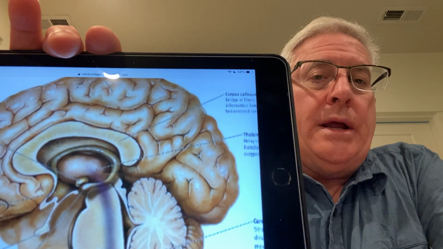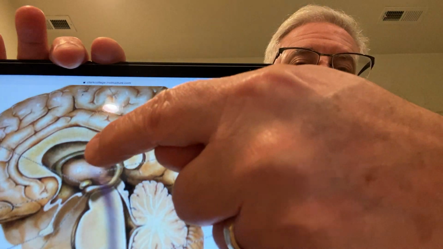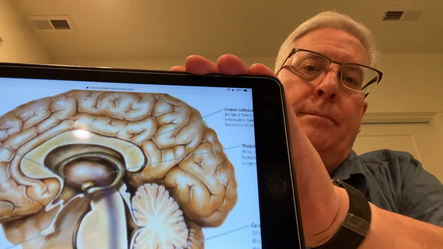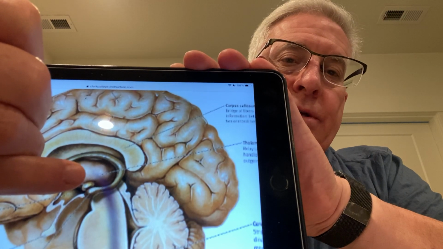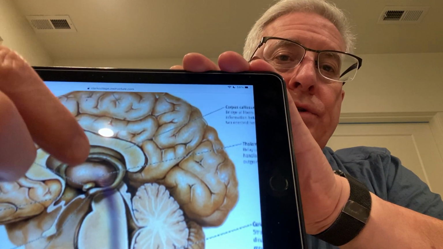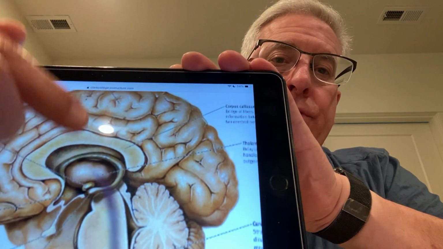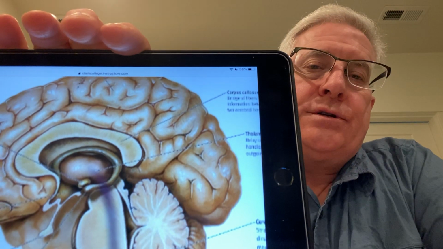It's the part of the brain that receives information from the spinal cord. It goes up to the thalamus, and then the thalamus directs information to higher portions of the brain, out here to the cerebrum, which we also call the cerebral cortex.